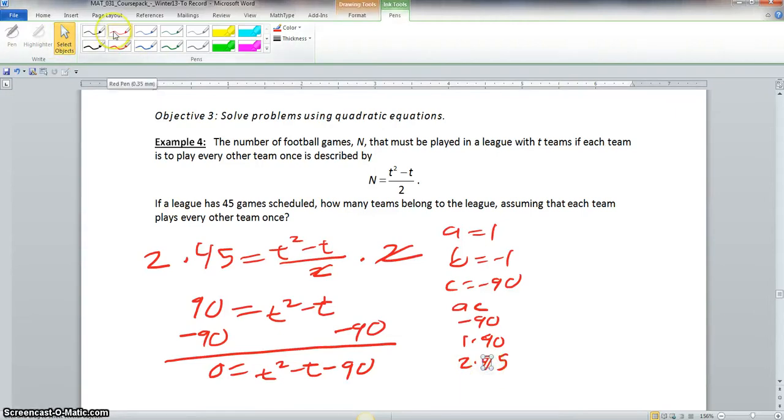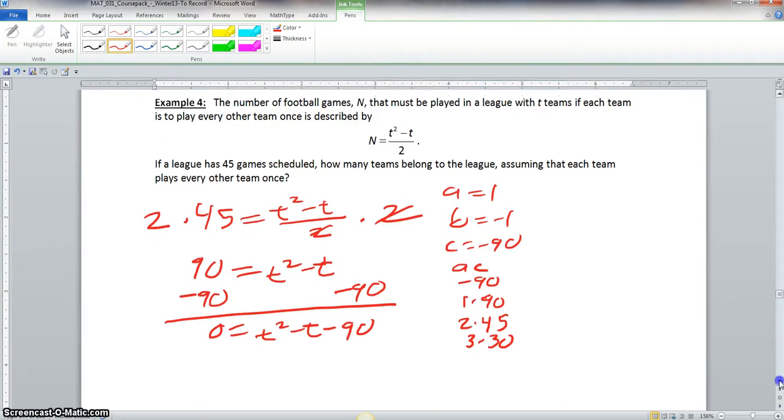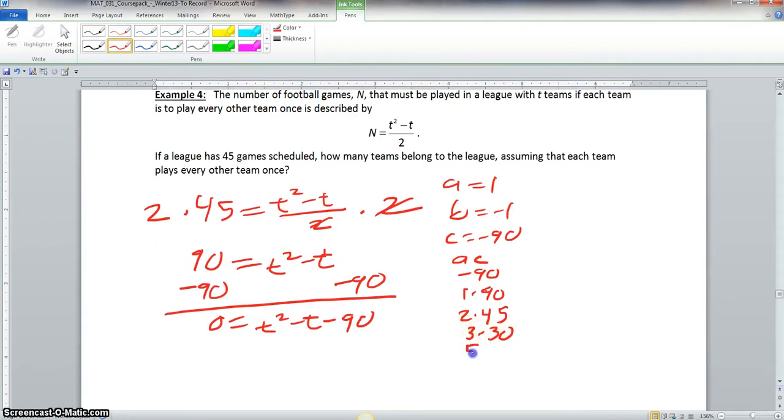It's 1 and 90, 2 and 45, 3 and 30, 5 and 18, 6 and 15, and then 9 and 10.